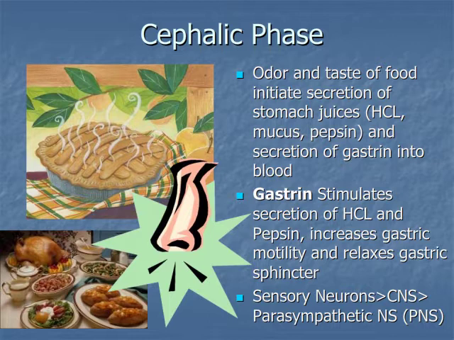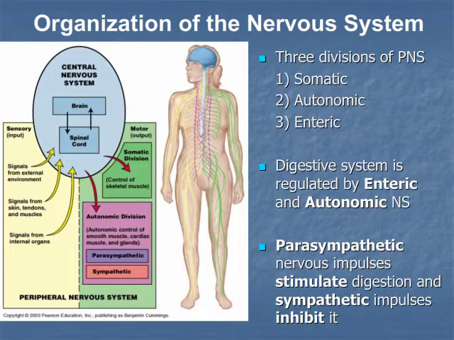So I said the cephalic phase involves sensory input coming from the nose, coming from the eyes, and also coming from the taste buds. And this sensory input is routed to the brain, the central nervous system, and is also routed to the stomach via parasympathetic nerve impulses. I'm imagining you probably don't remember what the parasympathetic nervous system was, and so we're going to have a little bit of a review.